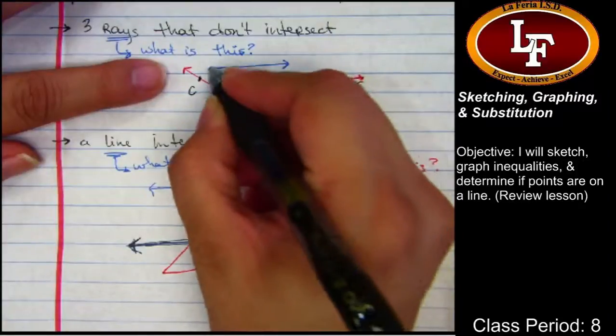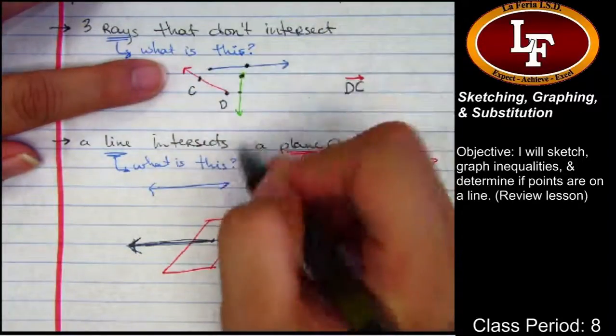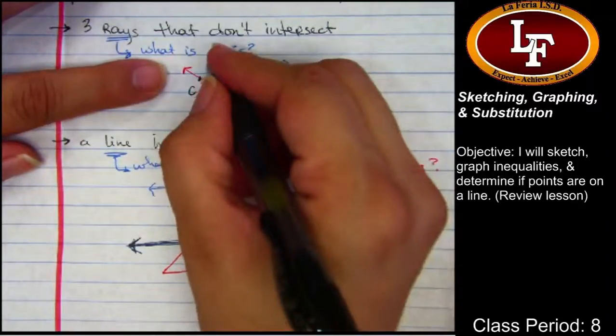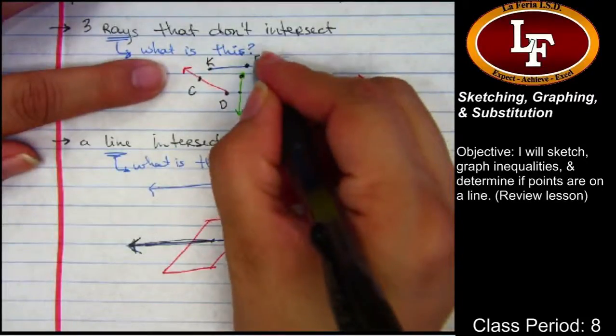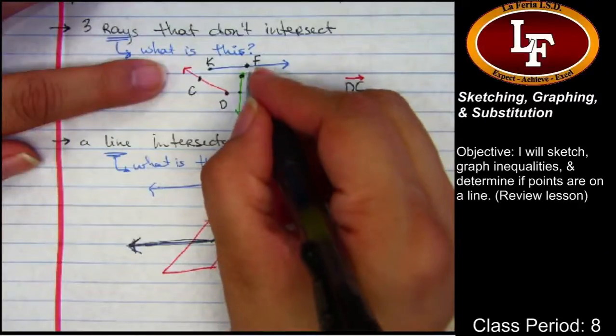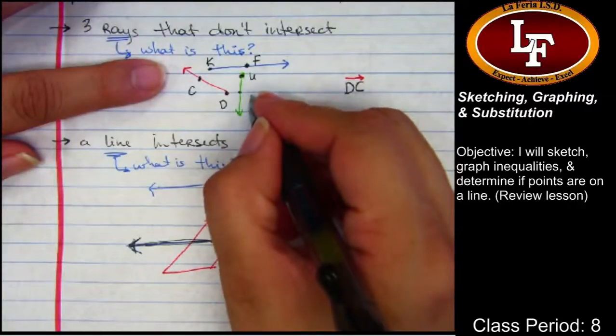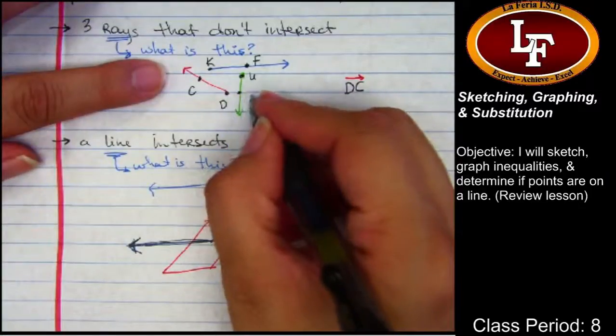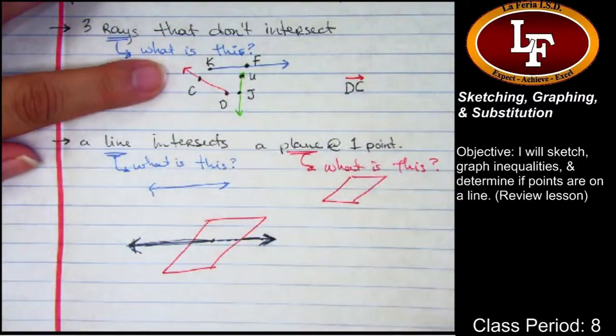Please give me 4 other letters. DK. I already used D, so I'm going to use K. FK. F. U. Okay, I see where you're going with this. I'm glad they're on different rays. Oh, I had to put J. And J. All right. I didn't notice that.